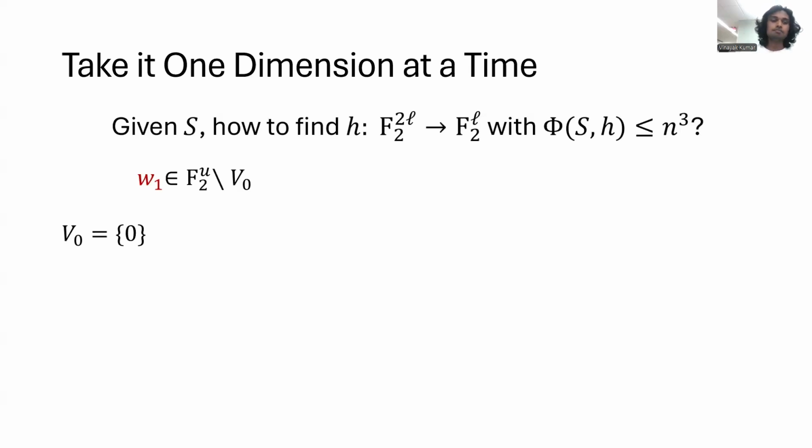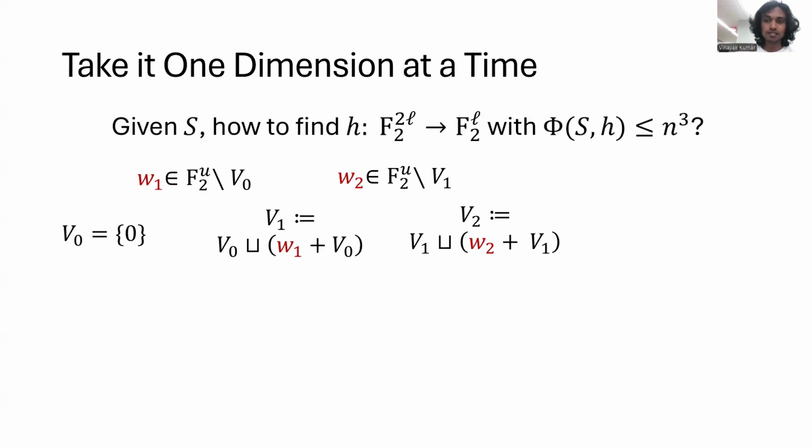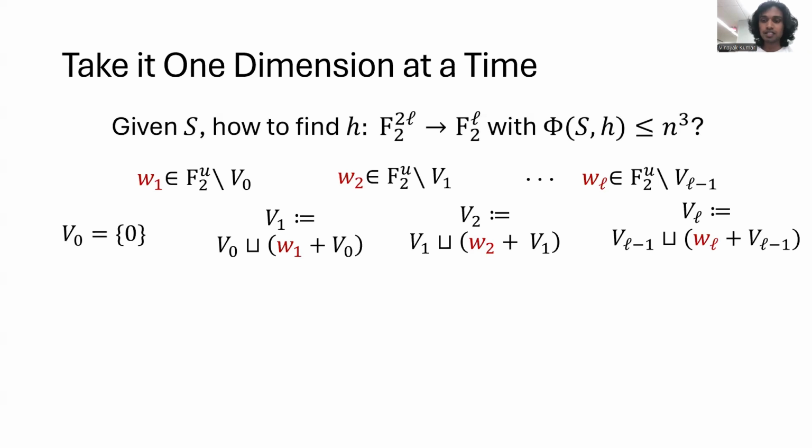And then we're going to pick some vector W1 that's not in V0, and then span it with V0. This will get us V1. And then we'll pick W2 not in V1, and then span it with V1 to get V2. And we'll repeat this L times until we get an L-dimensional subspace, V sub L, which is the span of the L vectors we picked, W1 through WL.